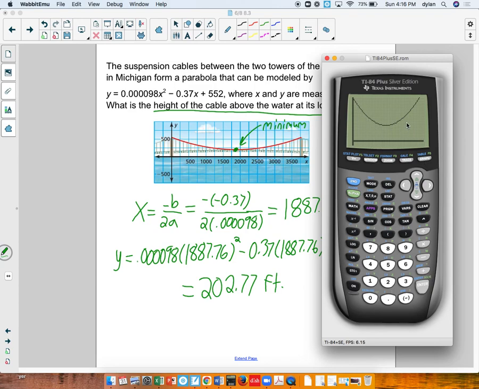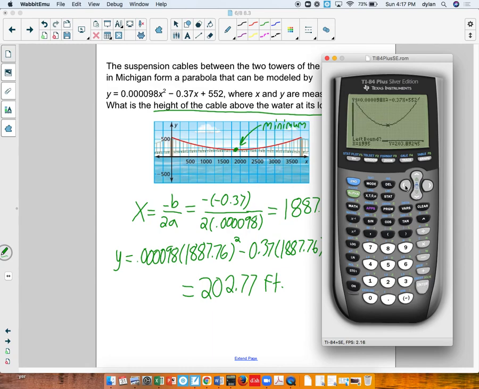I probably should have gone even higher just to make it look less extreme here. But as long as I can see the whole parabola, I can now use a feature of the calculator to find the minimum. And to do that, we're going to press the second button and then trace. And above trace, you'll see the word calculate. And we can choose things to calculate. And in this case, we want to calculate the minimum value. So I go down to minimum and hit enter.